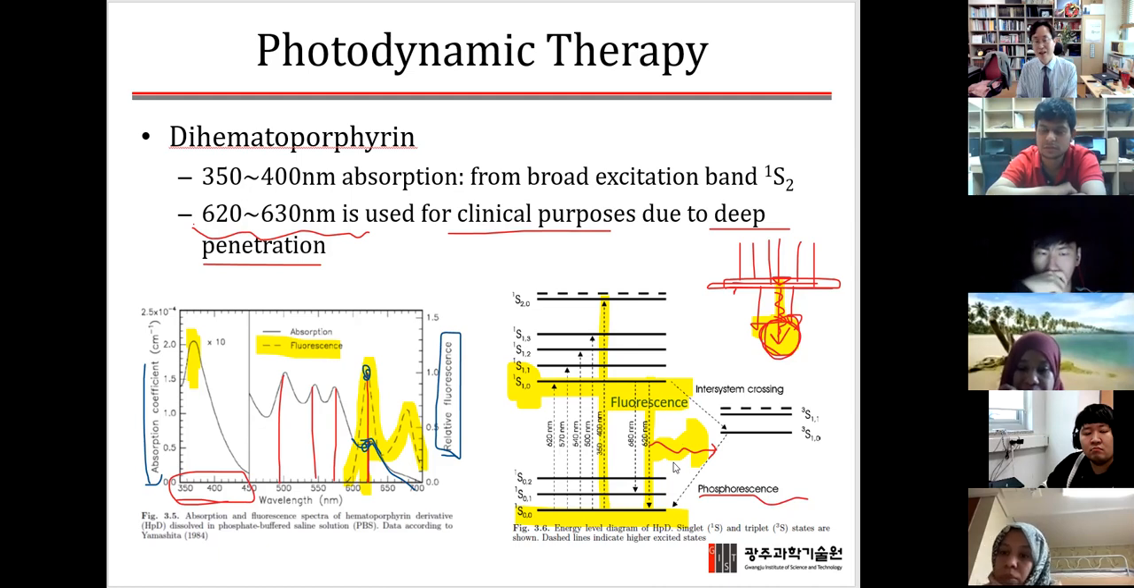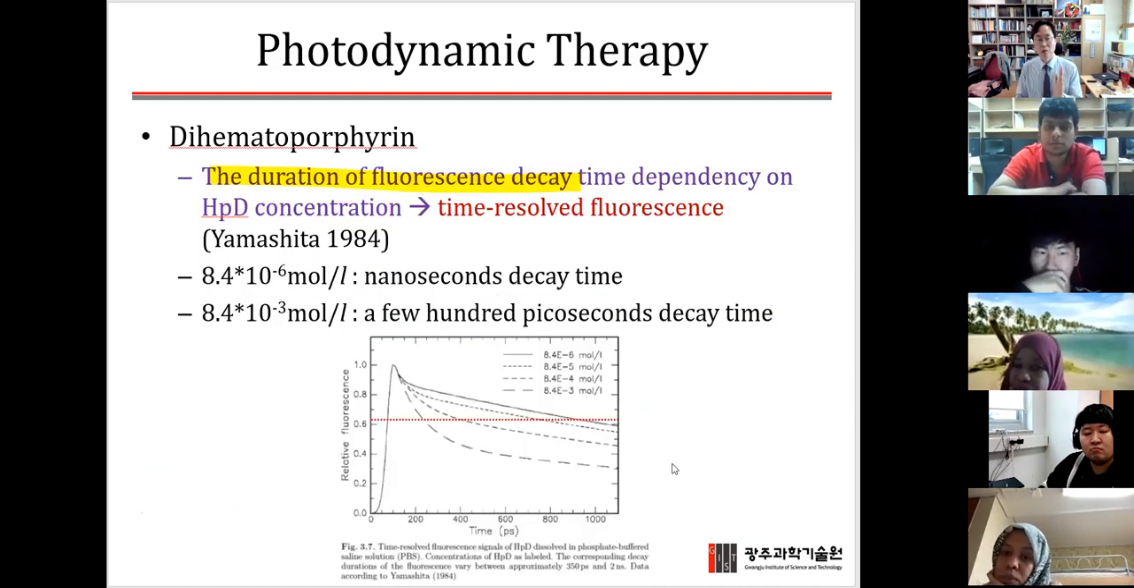So when you are detecting the fluorescence signal, once you give the excitation light and start to collect the emission of the light from the tissue, you can see the fluorescence signal has an increase and then a decrease with time. Here it is shown on a picosecond scale.